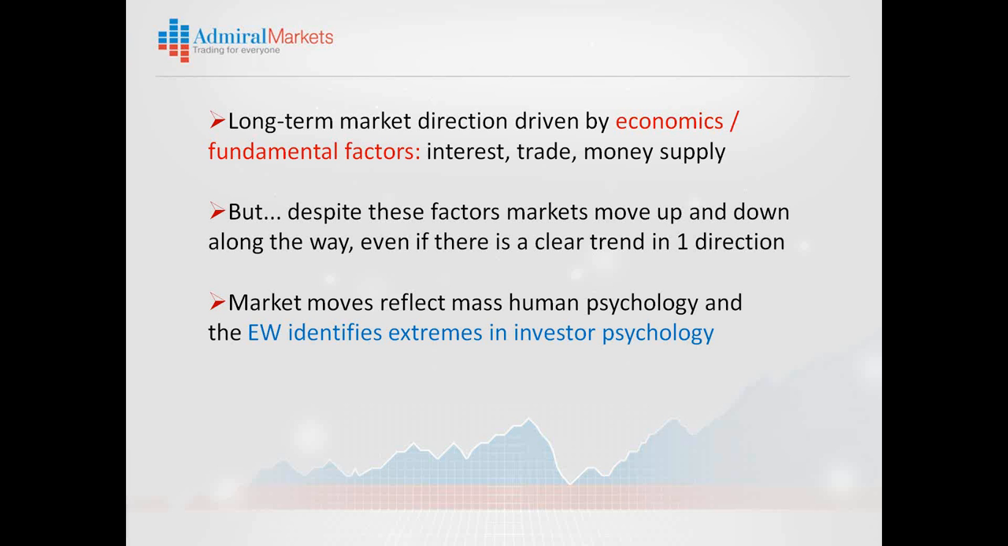Now, the fundamental factors might change a bit per quarter or year, but these long-term factors don't really change that fast to explain all these moves up and down on a 1-minute chart or a 5-minute chart. All right, so what is explaining these moves up and down is mass human psychology. And Elliott Wave identifies extremes in that investor psychology. That's what it all boils down to. It's very simple. That's the main focus.